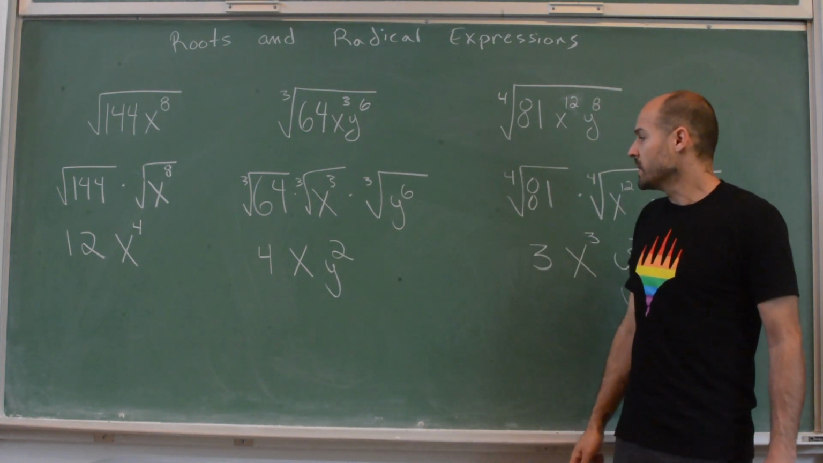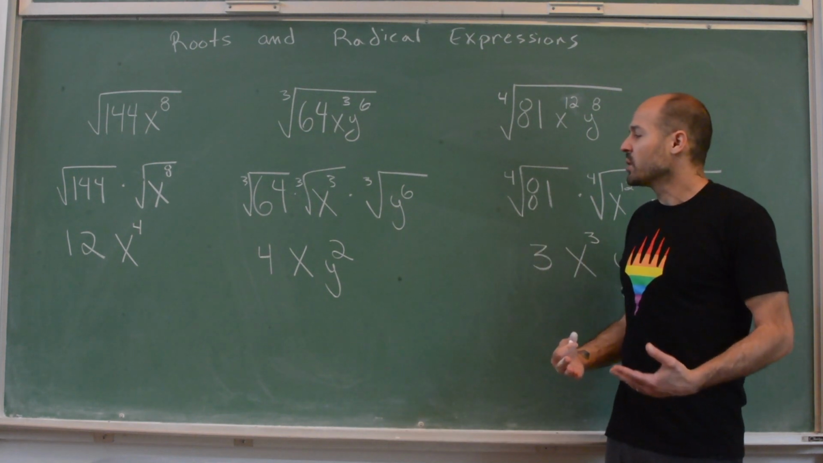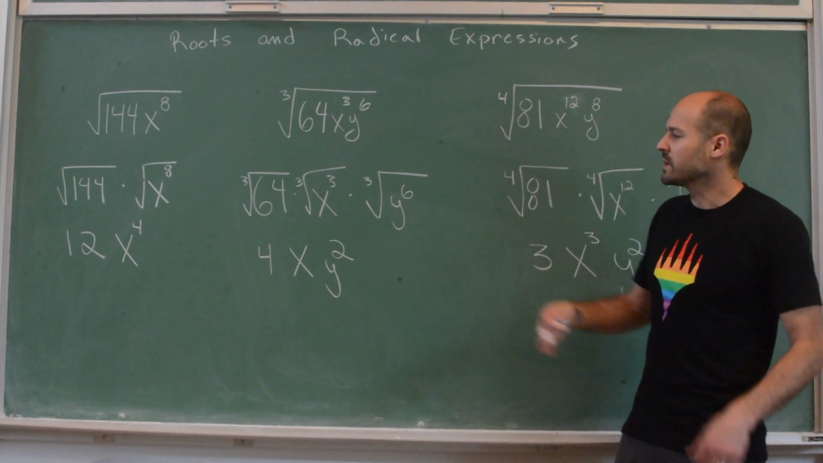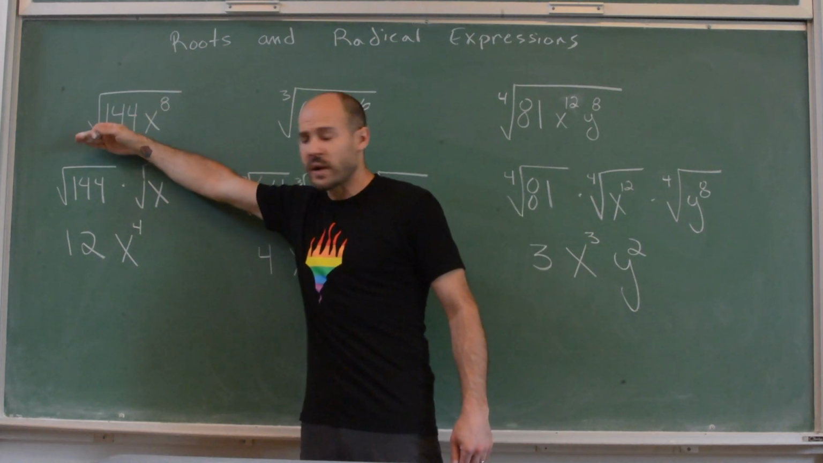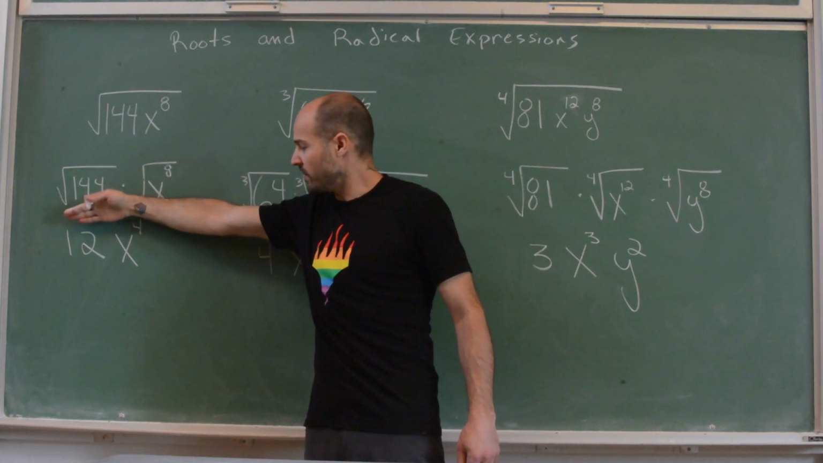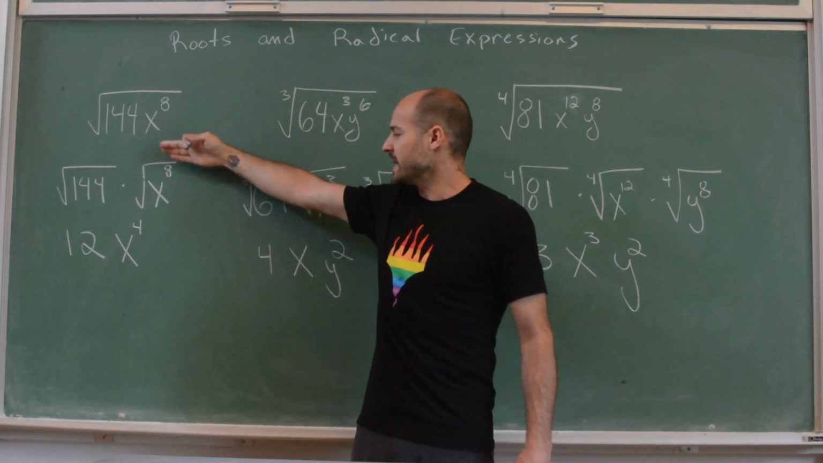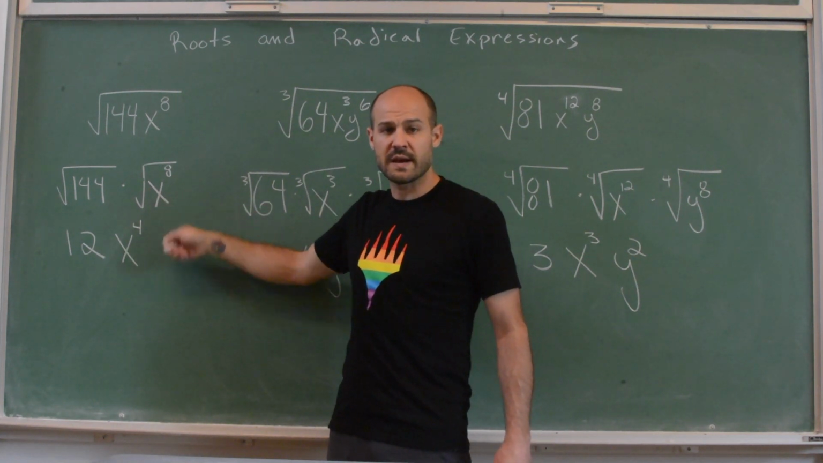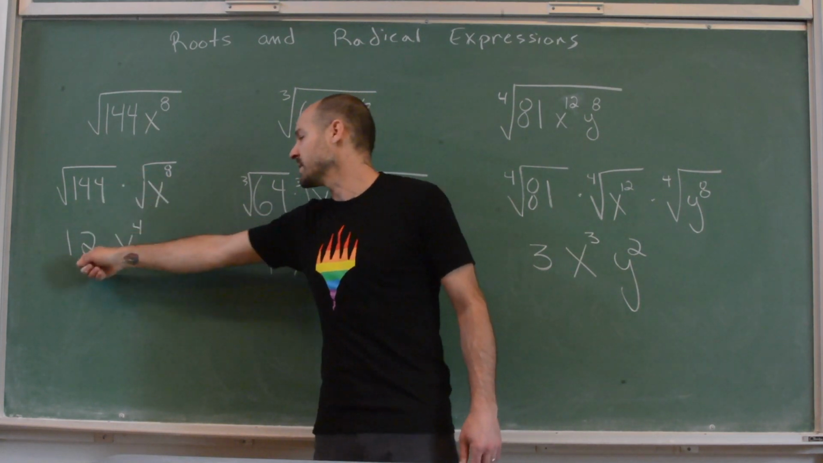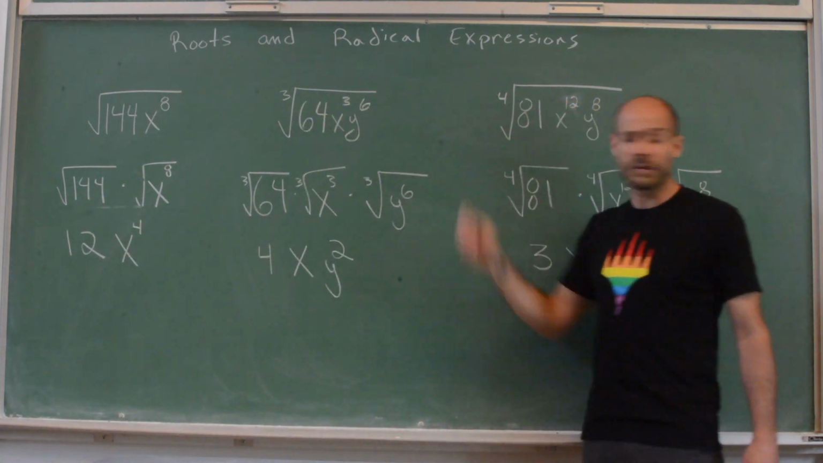Okay? So I want you to be able to see that we're evaluating roots. We broke this up into 2 pieces, evaluated this. The square root of 144 is 12. Those 2 things are the same. The square root of x to the 8 is x to the 4th. These 2 have the same value. If these 2 have the same value, and these 2 have the same value, then this is the same value as this. Same thing is true all the way across the board.